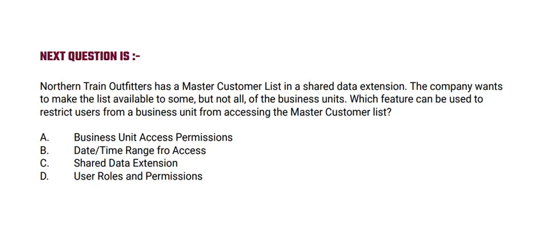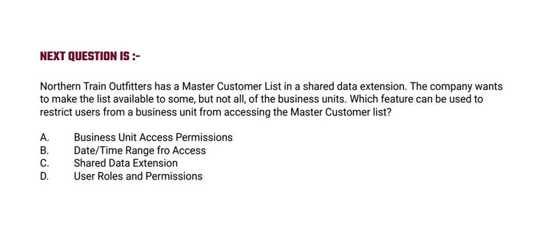Next question is, Northern Trail Outfitters has a master customer list in a shared data extension. The company wants to make the list available to some but not all of the business units. Which feature can be used to restrict users from a business unit from accessing the master customer list? Options are: Option A, business unit access permissions.